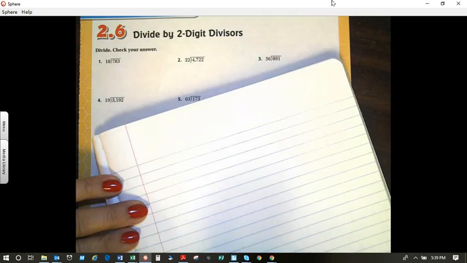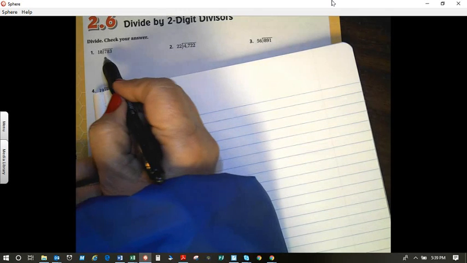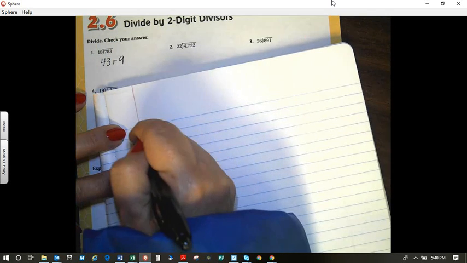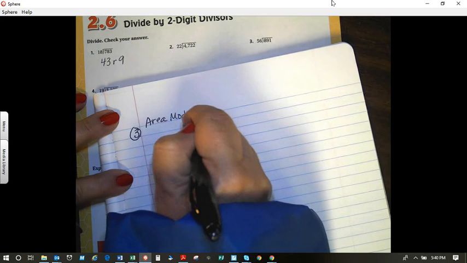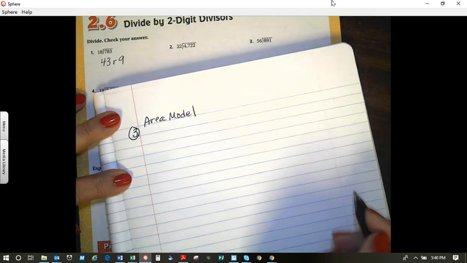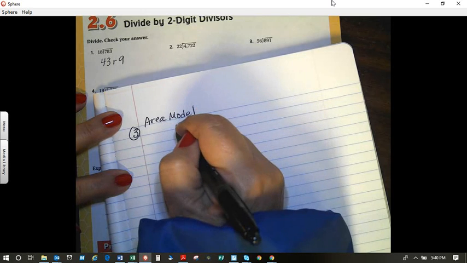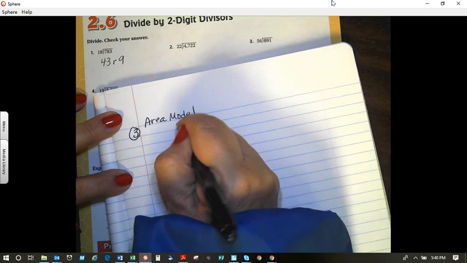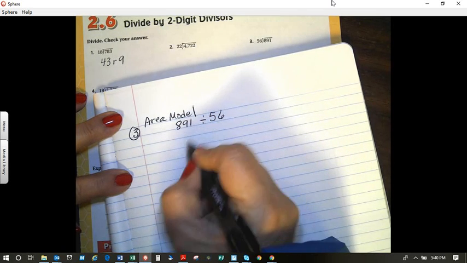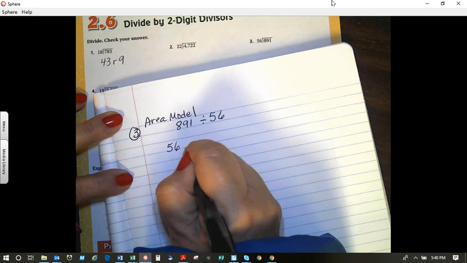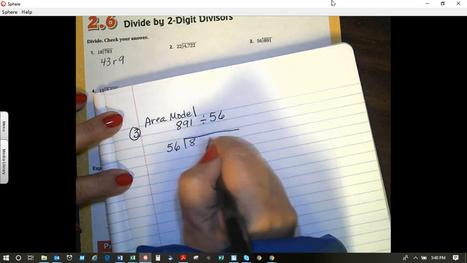So we had done number 1 in class yesterday. And so I'm going to skip number 1, but the answer is 43 with a remainder of 9. And again, we did that in class yesterday. Number 3, I'm going to use the area model on this one, and I'll switch back and forth depending on which one is easiest for you. So the equation, I'm going to write this out as 891 divided by 56, and then it's showing here the 56, and it has it like this, so you can use it.